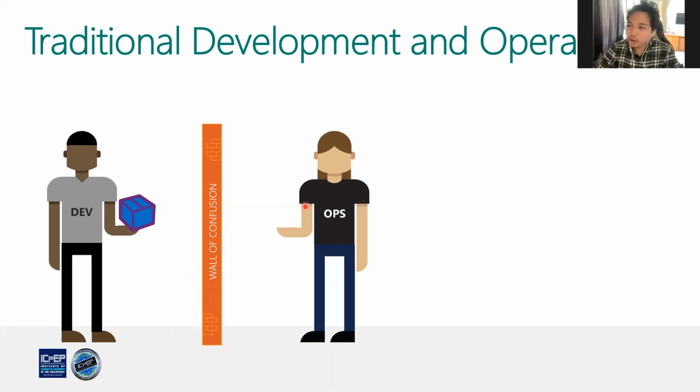So, on traditional development and operations, before DevOps became popular, this is how a basic company, an IT company or a business, worked before they applied DevOps. Dev and Ops are separate. Dev, Christian, is holding a box. This box represents his application, may it be a brand new application or an update on his existing application.